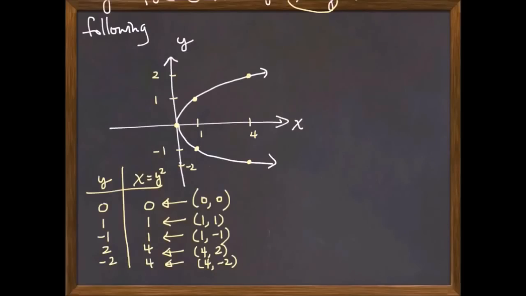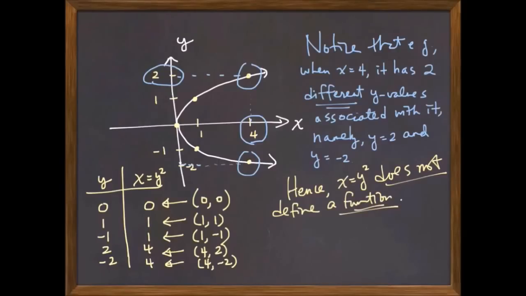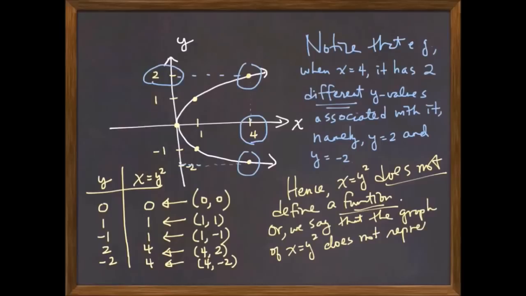After carefully labeling all the points, this is what we get. Did you notice that, for example, when x is equal to 4, it actually has two different corresponding y values associated with it, namely the positive 2 here and the negative 2 here. Hence, we say that x equals y squared does not define a function. Or we say that the graph of x equals y squared does not represent a function. So notice the keywords graph and function here.